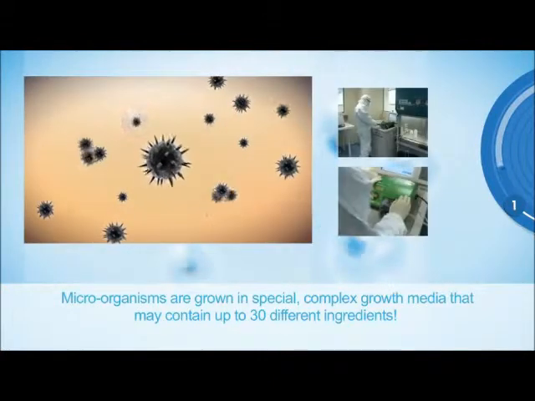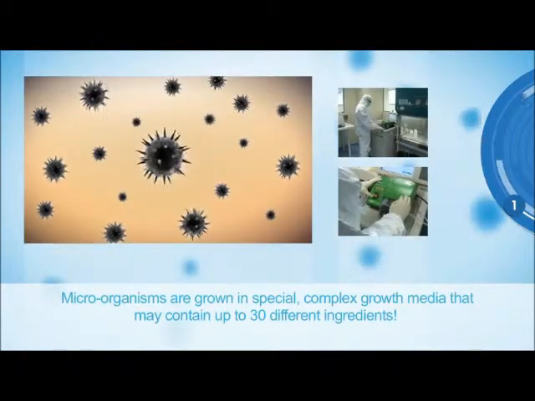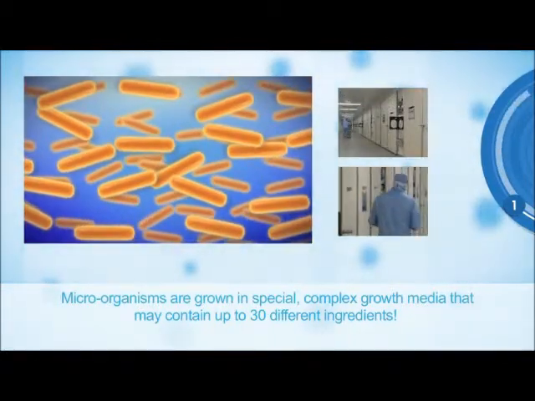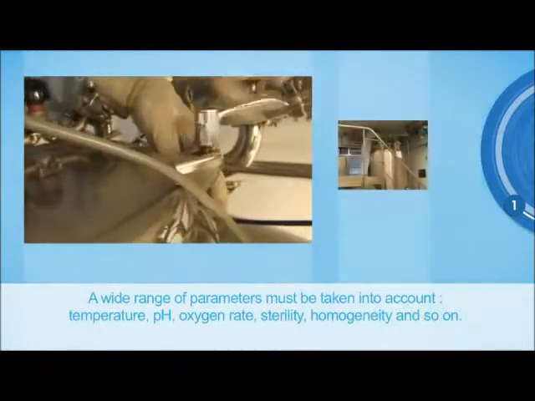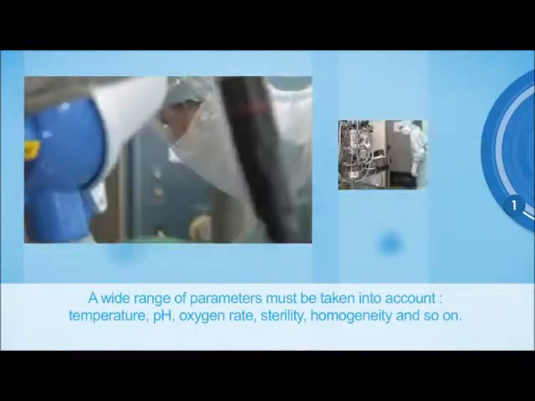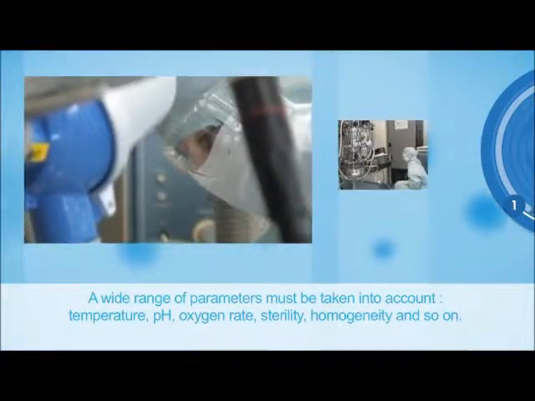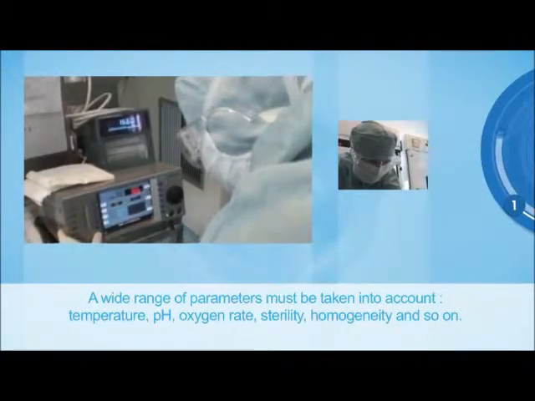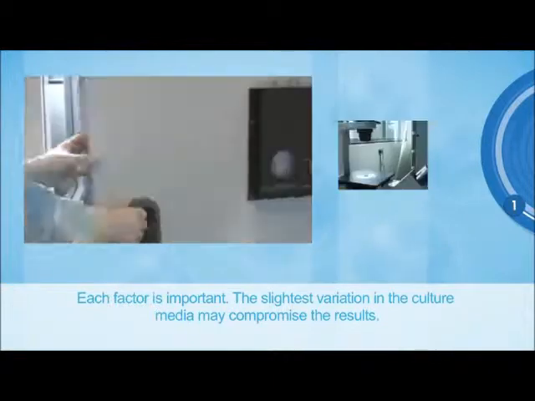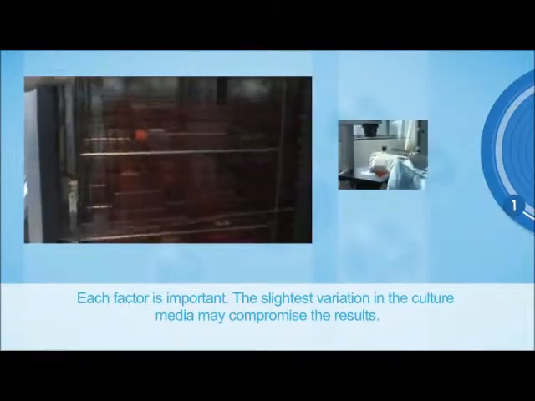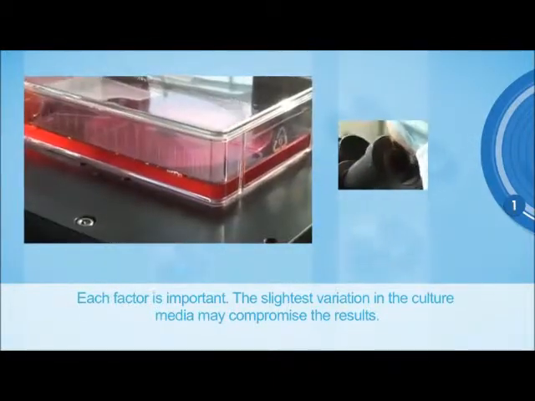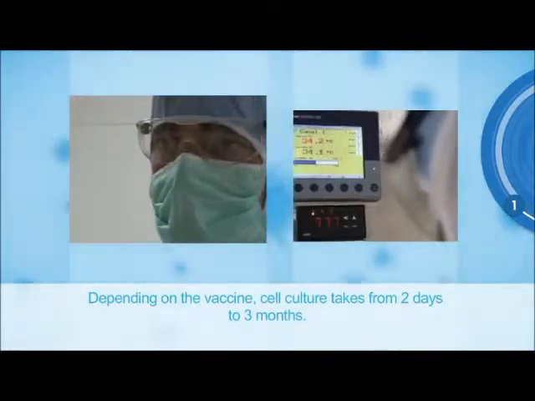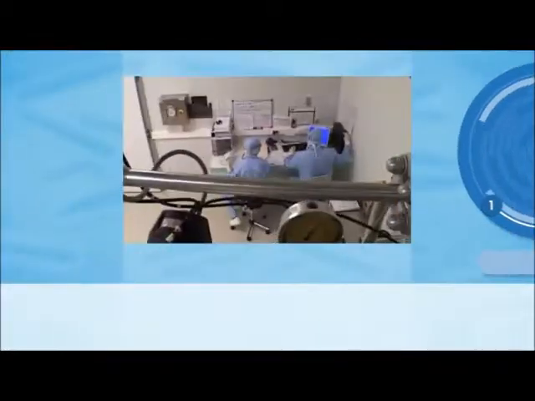Microorganisms are grown in special, complex growth media that may contain up to 30 different ingredients. A wide range of parameters must be taken into account: temperature, pH, oxygen rate, sterility, homogeneity, and so on. Each factor is important. The slightest variation in the culture media may compromise the results. Depending on the vaccine, cell culture takes from 2 days to 3 months.